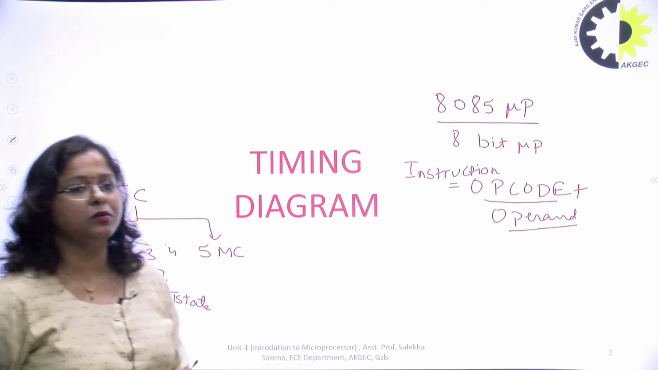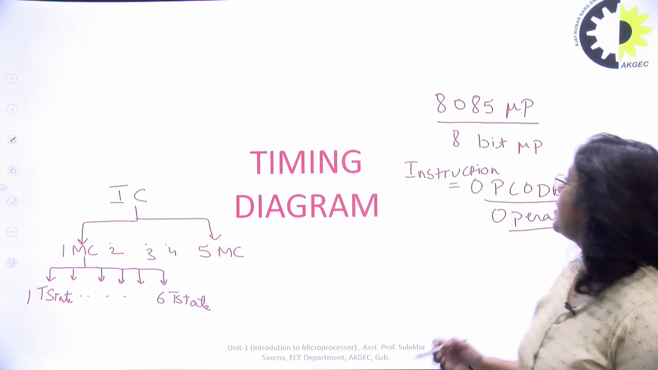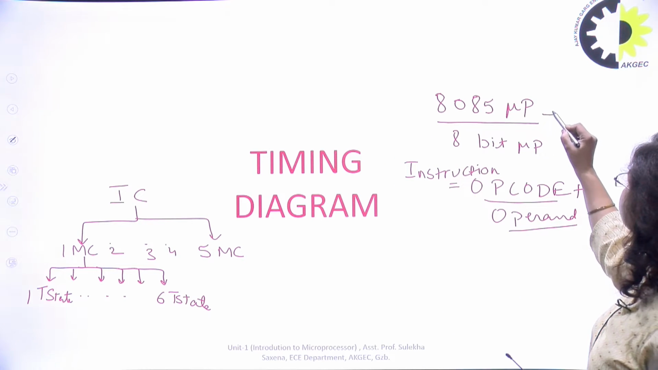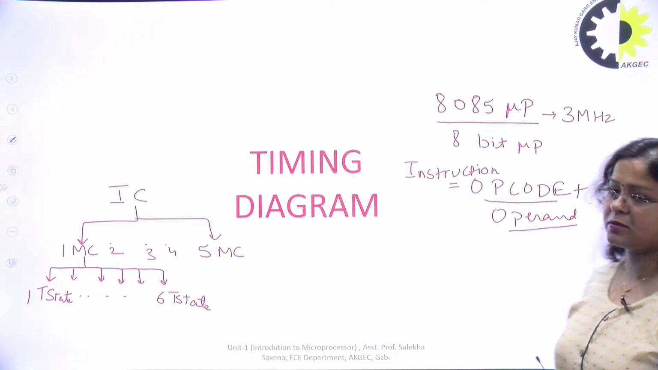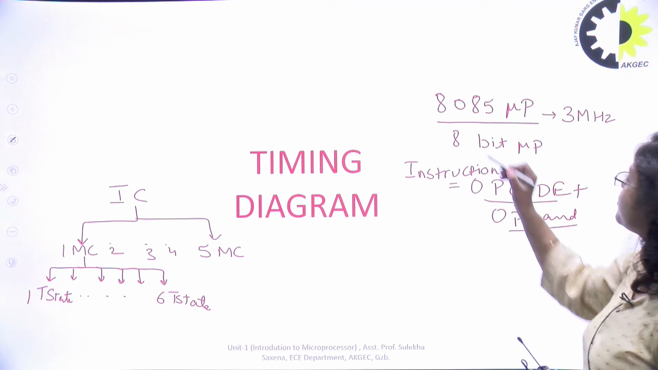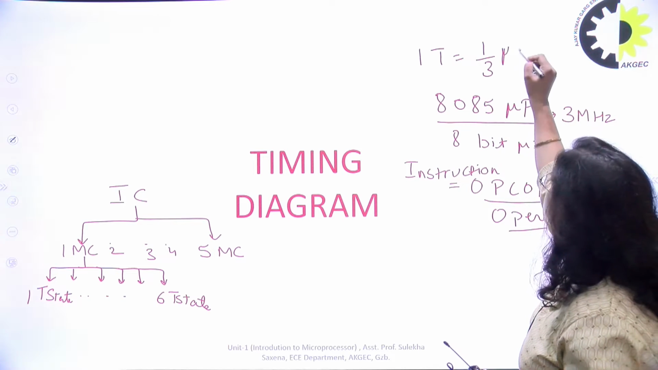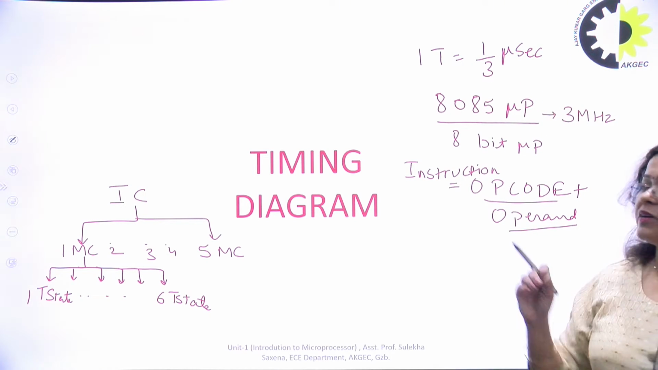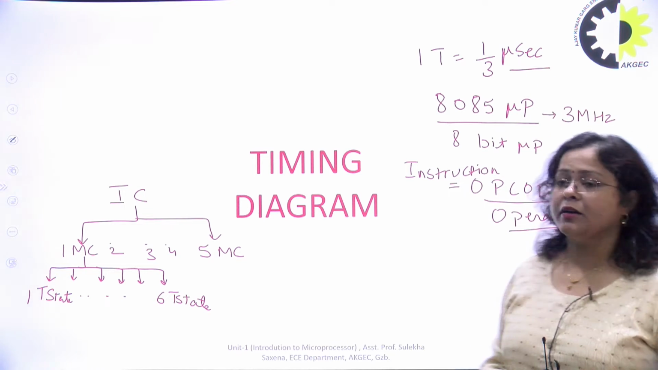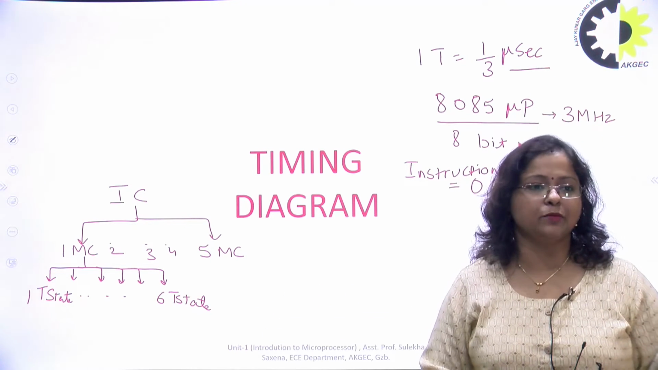As we all know, 8085 is a microprocessor which runs in a frequency range of around 3 megahertz. So, one time period or one T state is nothing but 1/3 microsecond, and the time is specified not in the unit of second, rather it is specified in terms of T state, which is equal to one time period.